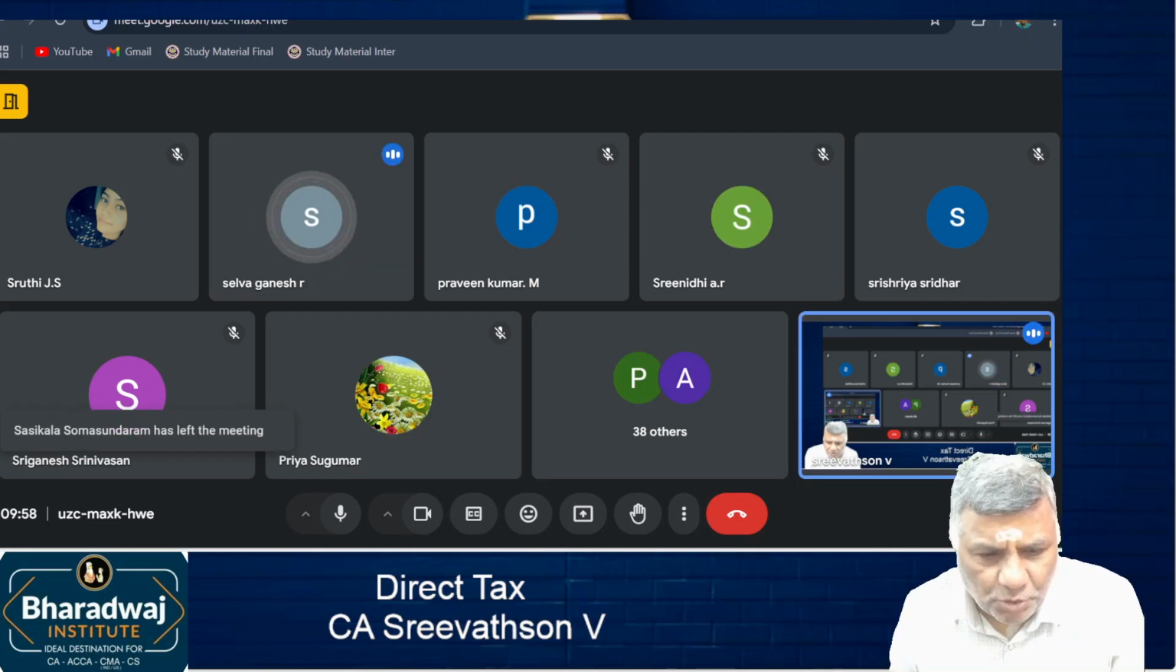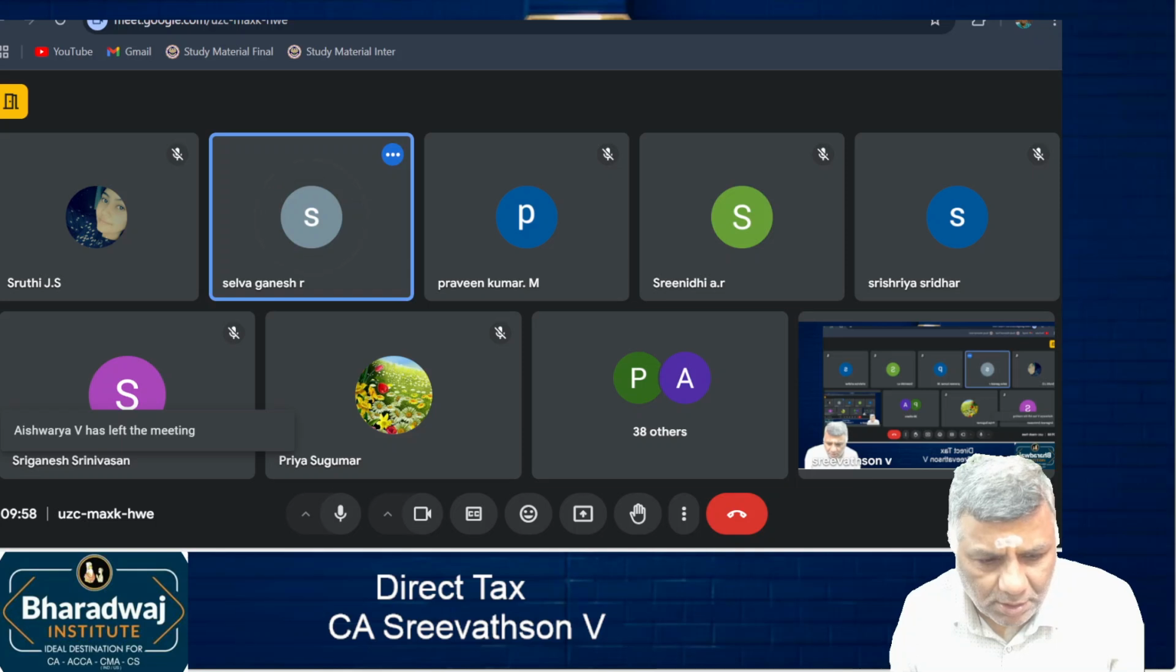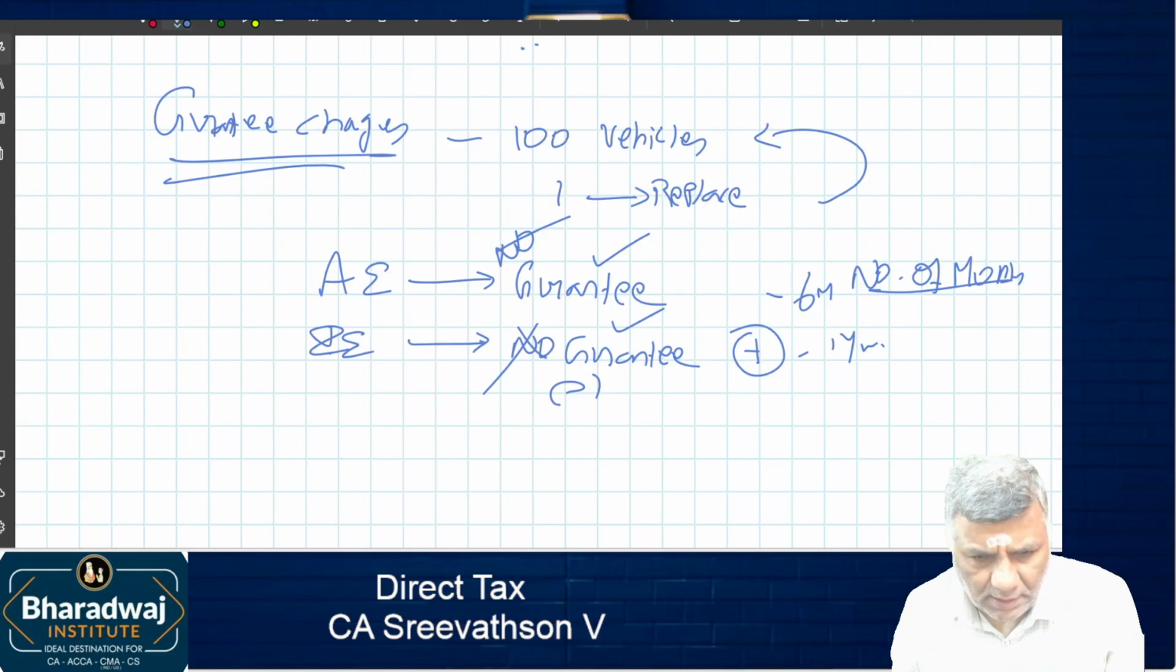Selva Ganesh, if there is no doubt, please. Sir, if there is no guarantee for AE, then what? So we need to add the guarantee in AE, right? It depends upon the factors, the guarantee.